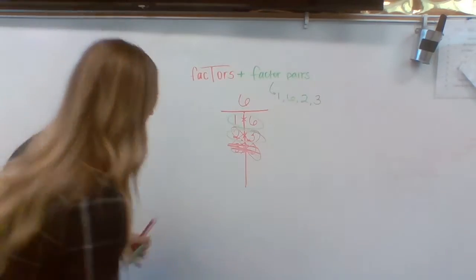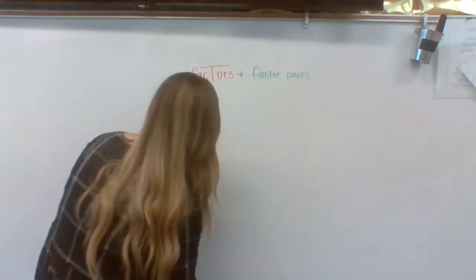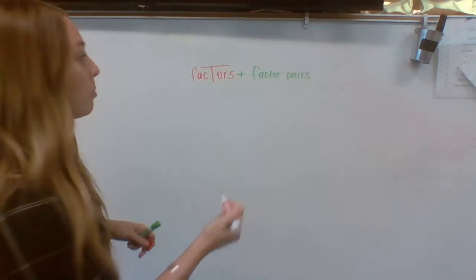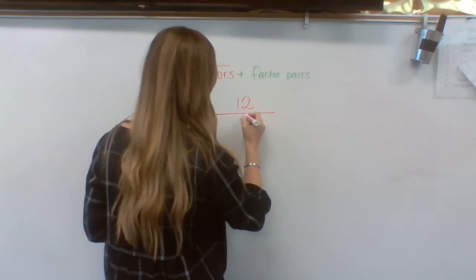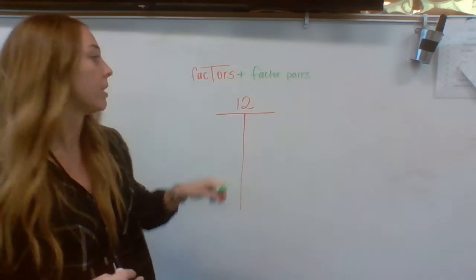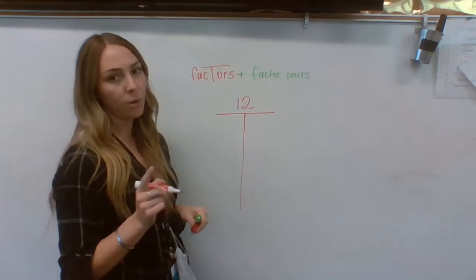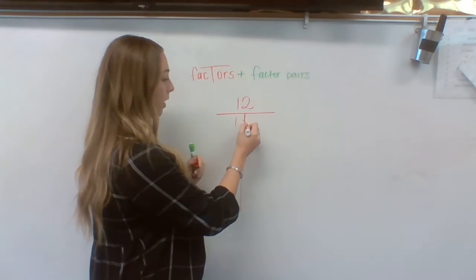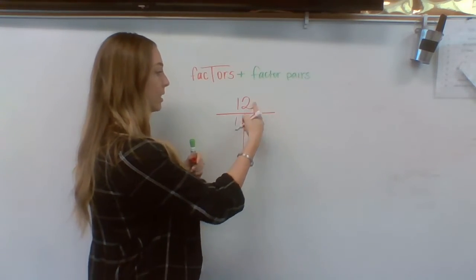Let's try a bit bigger of a number. What if I asked for all the factors or all the factor pairs of 12? Draw my T chart because I'm working with factors, that big T in the middle. Like I said, you always start with 1 and whatever the number you're working with. 1 times 12 is 12.